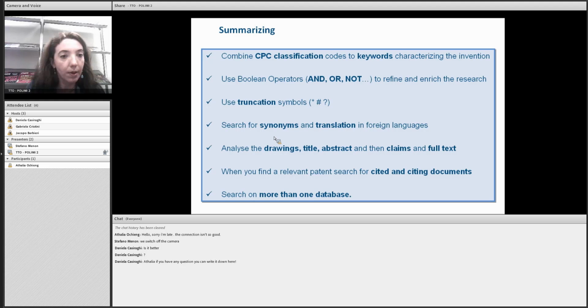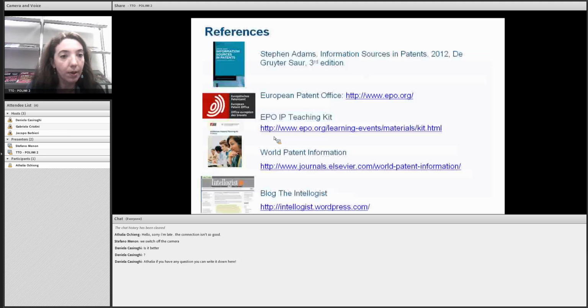And it's really important to perform the search on more than one database because you can obtain different results using different databases. I thank you for your attention. Here you have some references that you can use to go deeper on these topics if you are interested.